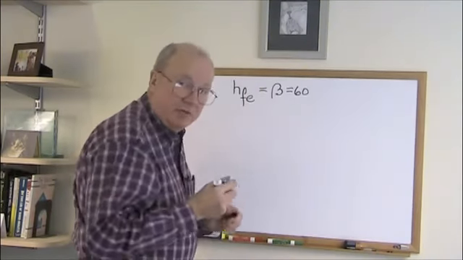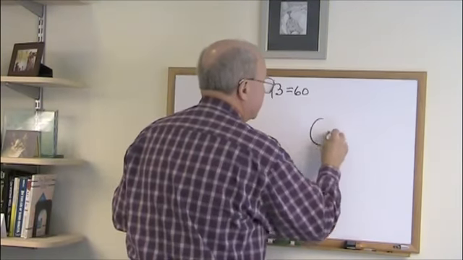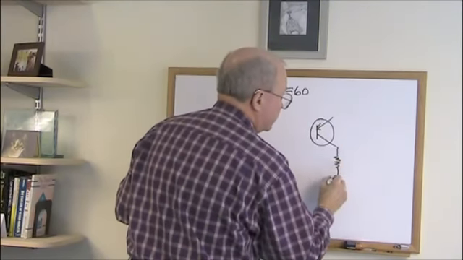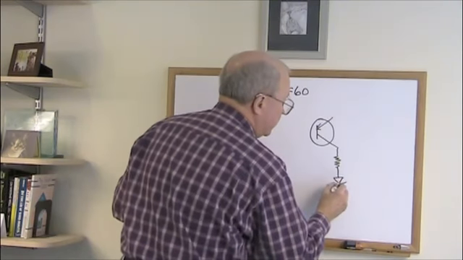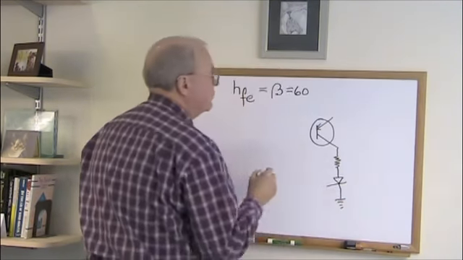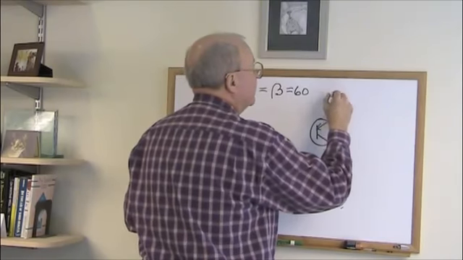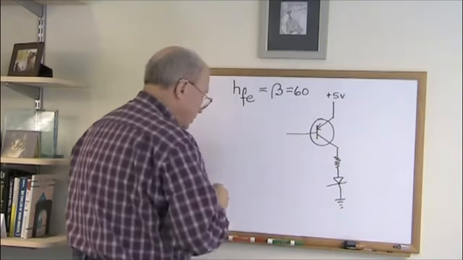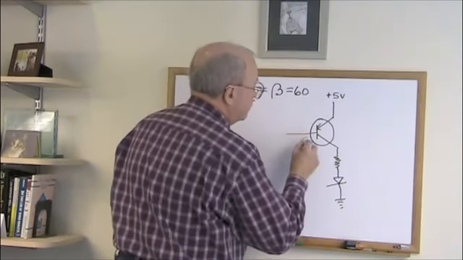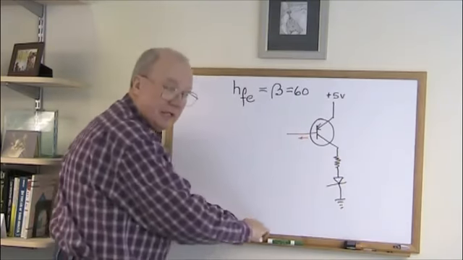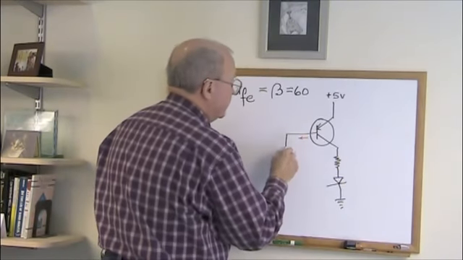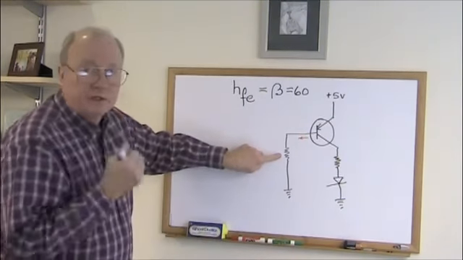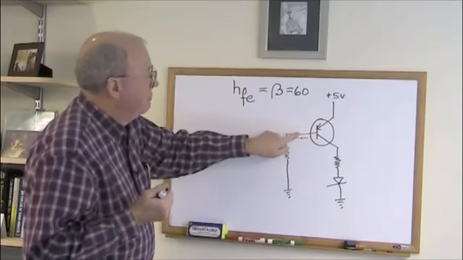I'll draw a PNP transistor to start. And we'll go through a current limiting resistor to a light emitting diode, and then we'll go to ground or 0 volts. And here we'll say we have plus 5 volts going into the transistor, and here on the base we're going to draw a certain amount of current out, and we want to limit that amount of current, so we'll have a resistor there that also goes down to ground. And it's the value of this resistor that sets the current flow from the base to ground.